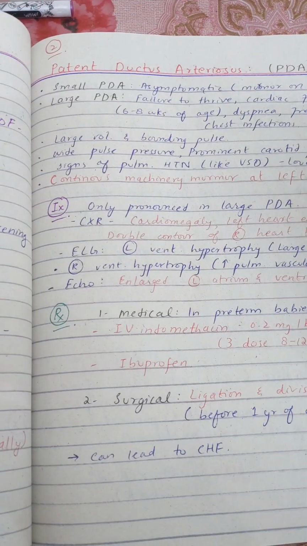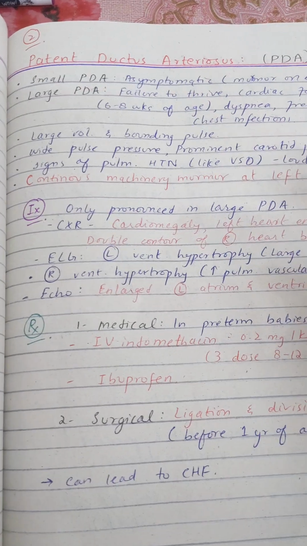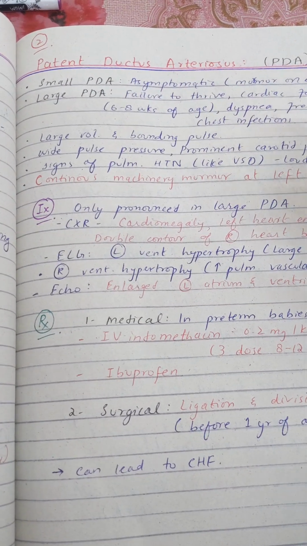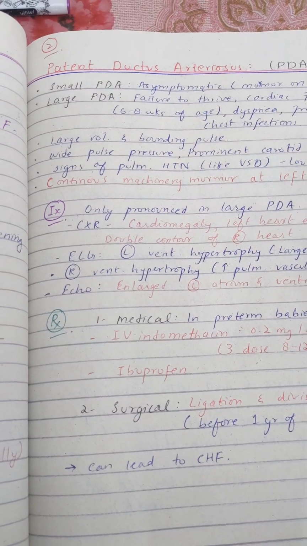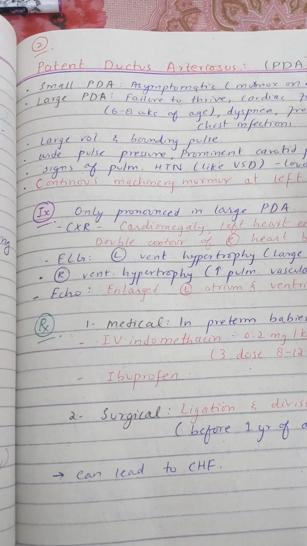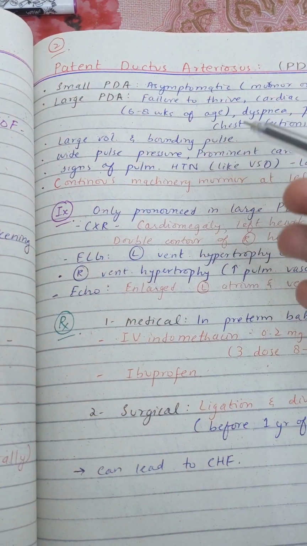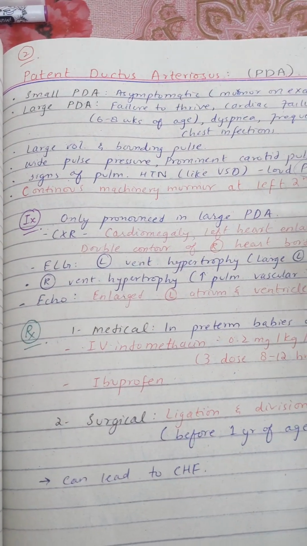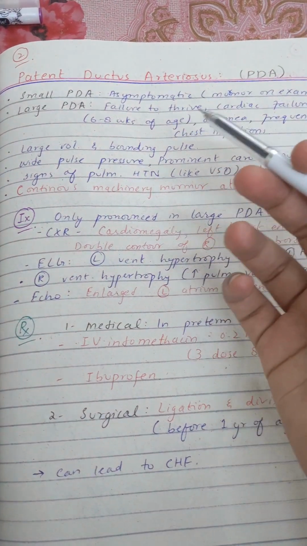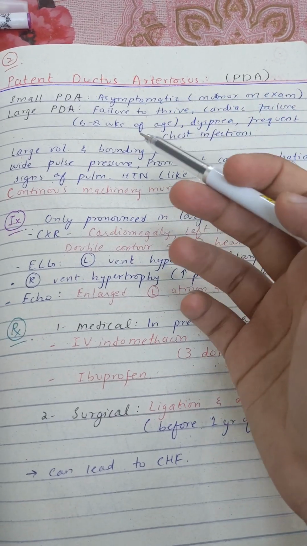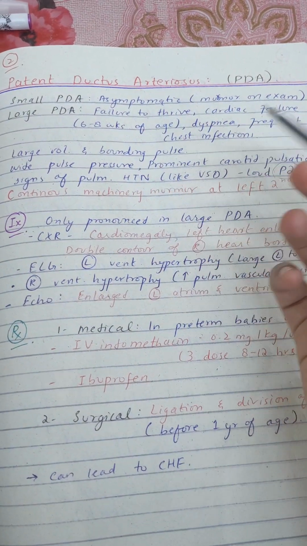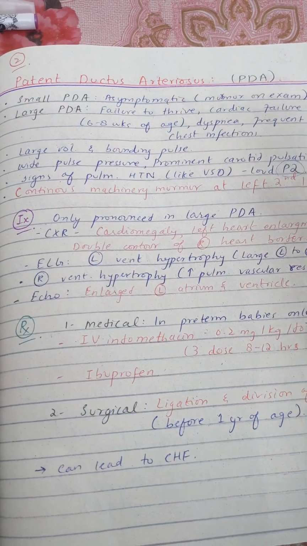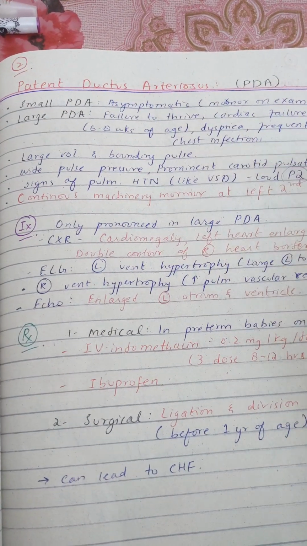That is, as it is a rule of thumb that whenever there is a smaller defect, there is a louder murmur, and whenever there is a larger defect, there is a shallower murmur or an insignificant murmur. So the symptoms will appear when there is a large patent ductus arteriosus. So the symptoms will include the child having failure to thrive, cardiac failure at 6 to 8 weeks of age, and dyspnea, frequent chest infections. So whenever there is a congenital heart disease, you will see that there will be repeated chest infections.